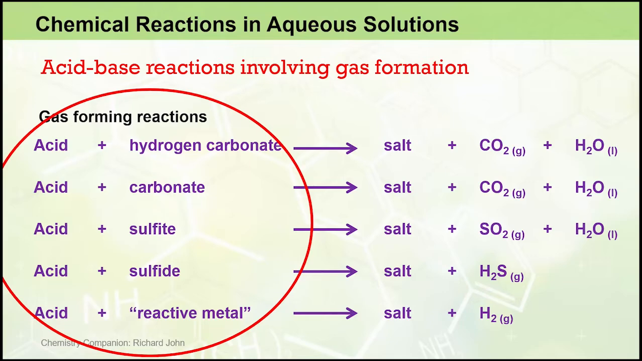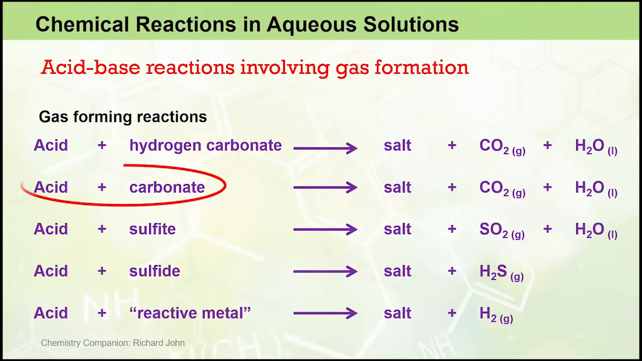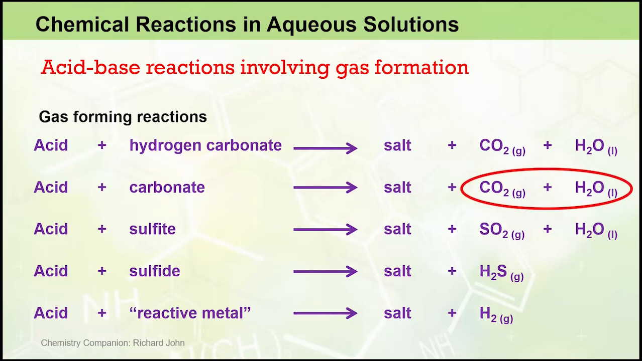And we will be able to immediately write down these products over here on the right, the gases that are produced as well as any associated waters. For example, if we add an acid to a carbonate salt, we will know that both carbon dioxide gas and liquid water is produced, and we can write them down straight away.